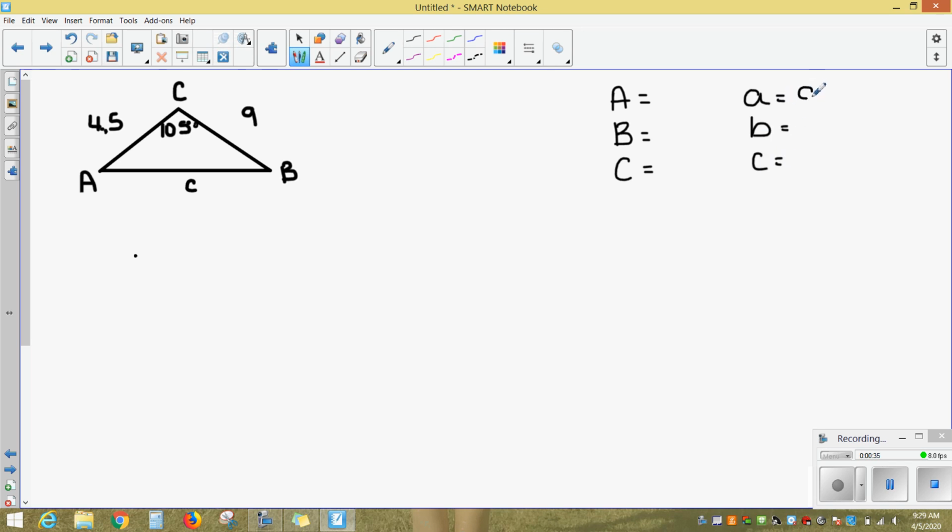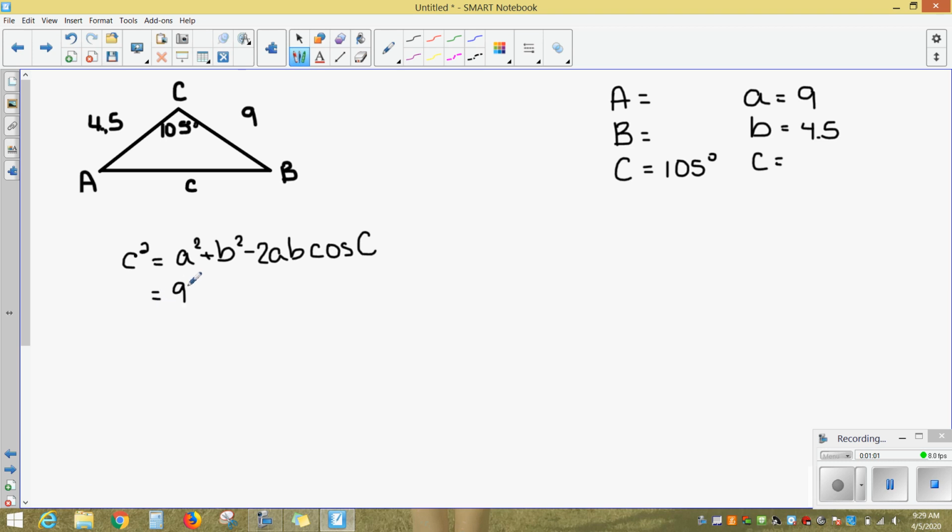And so we know side A, and we know side B, and we know angle C. And so the law of cosines can help us find side C pretty quickly. I'll write down the formula so we've got it right in front of us. Remember, the side that we're trying to find, we have to know that angle there.